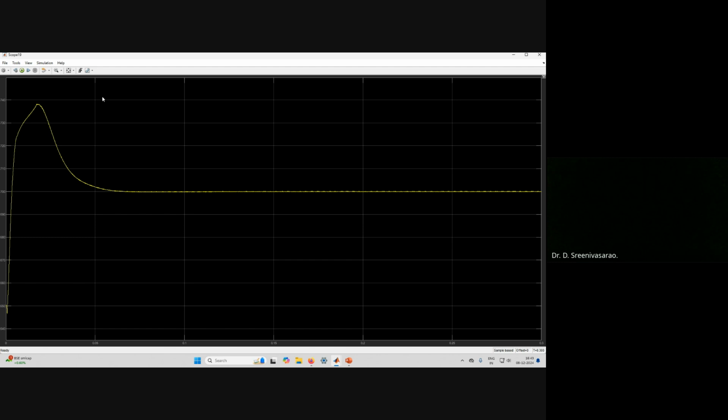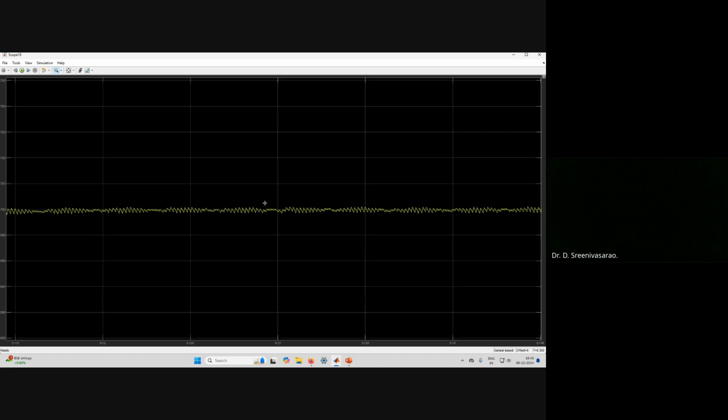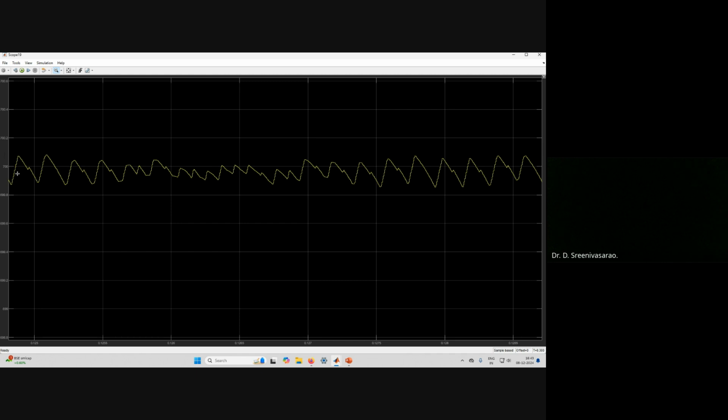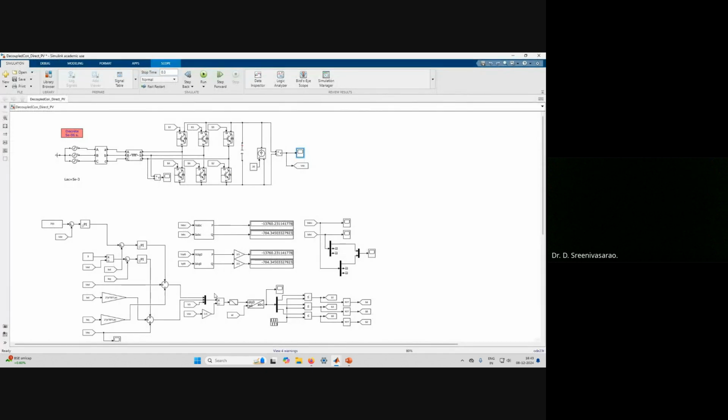So we are maintaining the DC voltage at 700. You can see here, this is exactly 700. This is 700.2, and this is almost perfectly 700 volts we maintain without any deviation. Right? So next thing is that we need to check whether the source currents are sinusoidal or not.